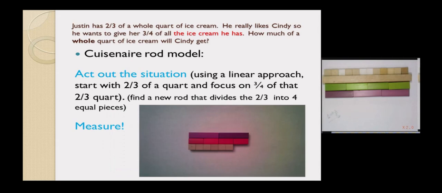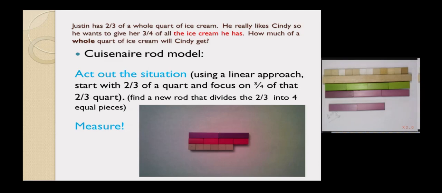So then we're going to act out the situation. Again, Justin has 2/3 of a whole quart of ice cream. Since these purple ones are the thirds, there's what Justin has. And he likes Cindy, so he's not going to give it all to her, but he is going to give her more than half. So he's going to give her 3/4 of all the ice cream he has. So notice that it's not these fourths right here because these are fourths of the whole. We need fourths of the 2/3.